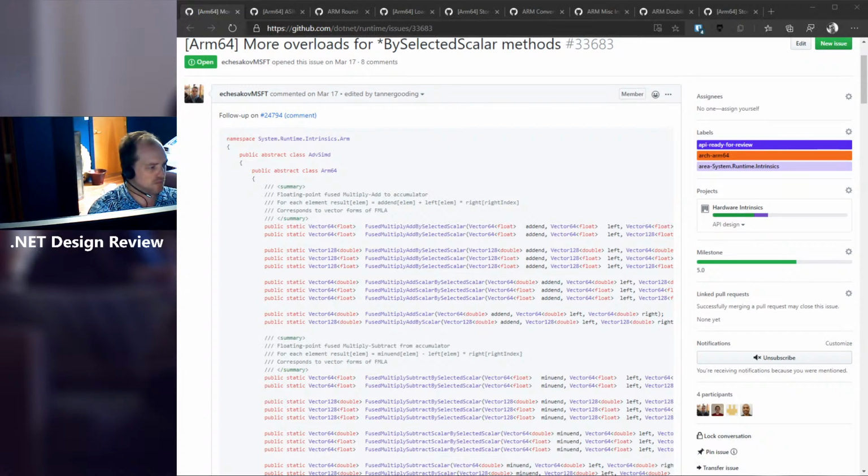Yes. Or actually, that one should be... I'd have to look at the instruction, but either by scalar and it should have right index and it's vector 64 double, or it takes the right index and vector 128 and it should be selected scalar. It's one of those.